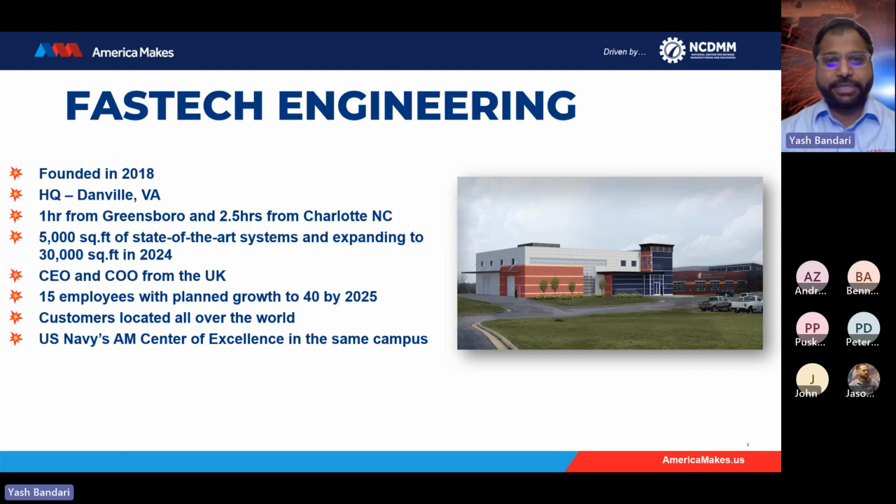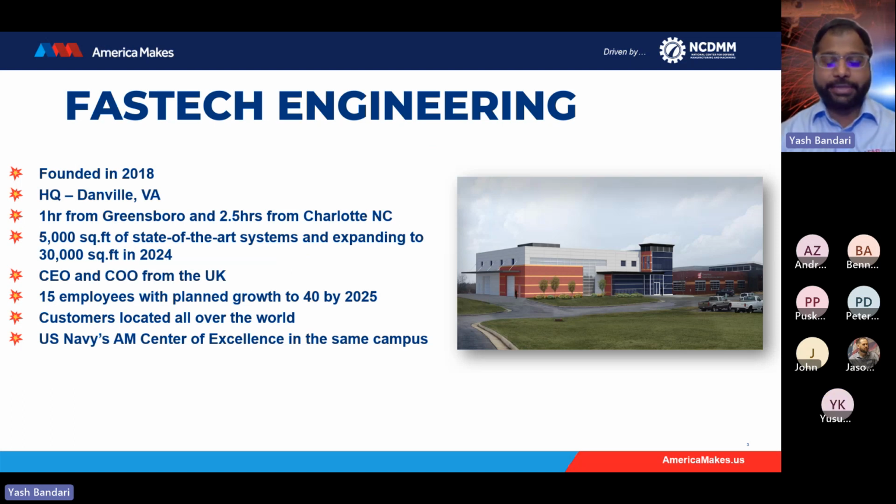So who are we? Where is FasTech Engineering? We are a small business company based out of Danville, Virginia, founded in 2018. So roughly a 5-year-old company. We're not far from the North Carolina state borderline, about a 5-minute drive, and we see the sign on the road saying welcome to North Carolina. We're about a 5,000 square foot facility, and very soon we will be expanding to 30,000 square feet. It's in the same campus. The campus is expanding, and we're proud to say that the US Navy's AM Center of Excellence is also in the same campus as we are right now.